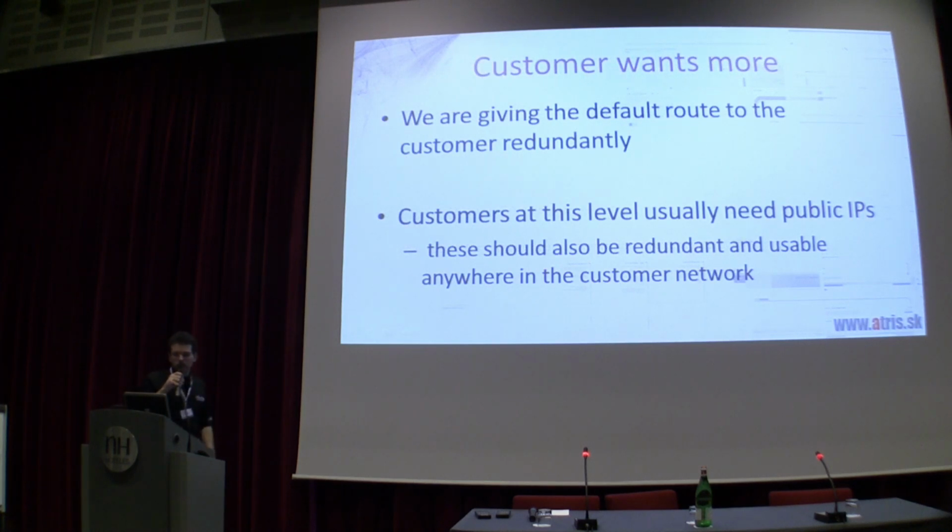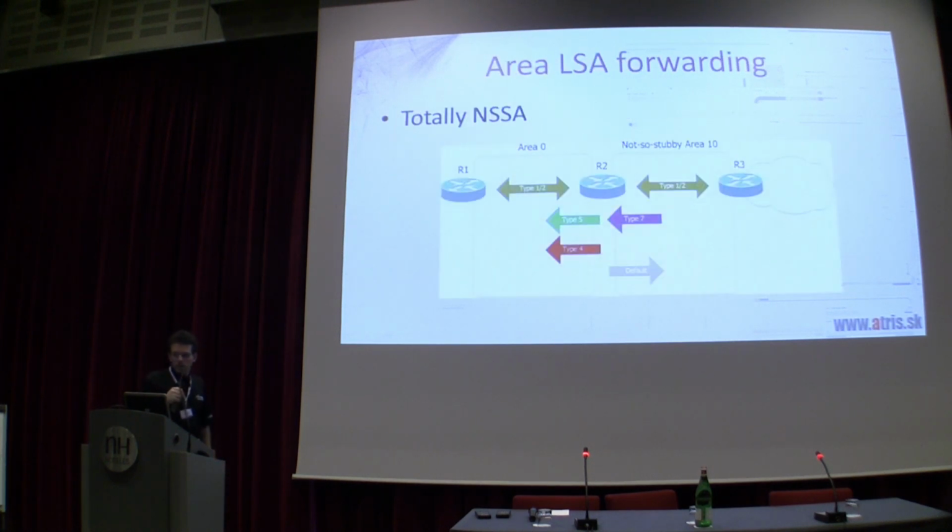But so what if the customer wants even more? We are giving the default route to the customer redundantly already, but customers at this level of their networking and at this level of their requirements usually need public IPs. And these public IPs should also be redundant. And usually the customers will request those public IPs to be usable anywhere in their networks. So those have to be routed public IPs which are routed to them, which is really common. So how do we achieve all of this with redundancy and with everything else with OSPF?